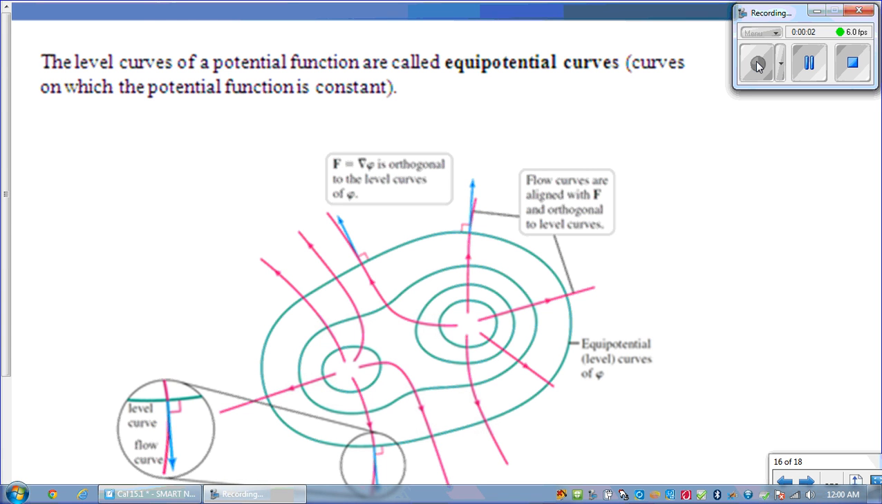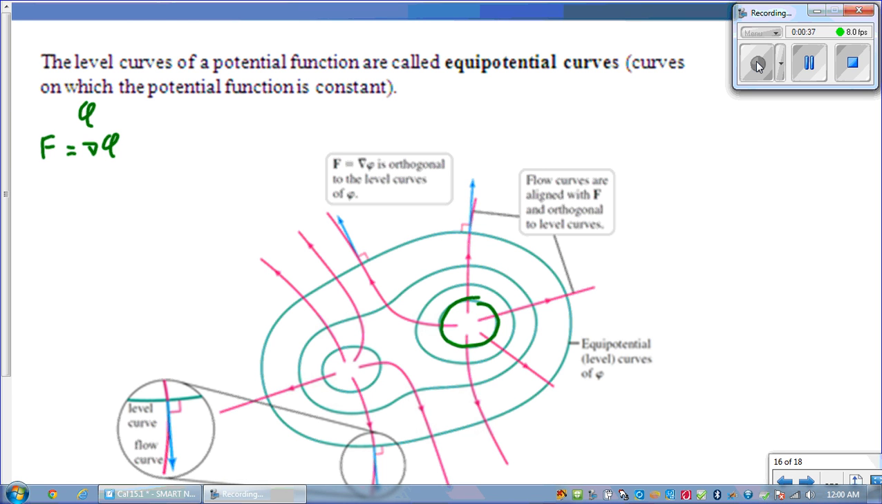Level curves of a potential function are called equipotential curves. That's curves where the potential function is constant. So remember, we've got a potential function phi. When you find the gradient of phi, you've defined a vector field f. Okay, so phi is that scalar valued function. Level curves of phi will be when we're letting phi be constant values. So we're going to draw the level curves of phi, which are denoted here in the green.